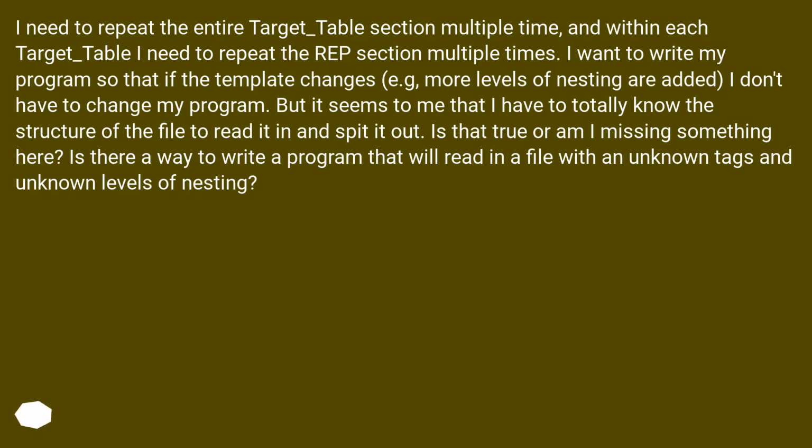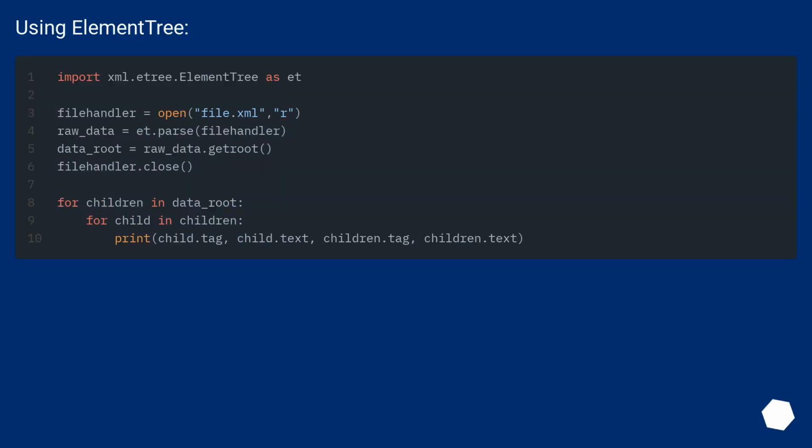But it seems to me that I have to totally know the structure of the file to read it in and spit it out. Is that true, or am I missing something here? Is there a way to write a program that will read in a file with unknown tags and unknown levels of nesting? Using ElementTree.